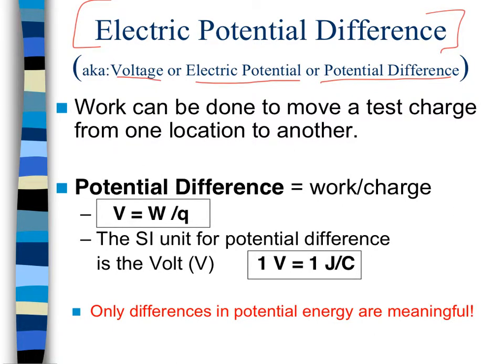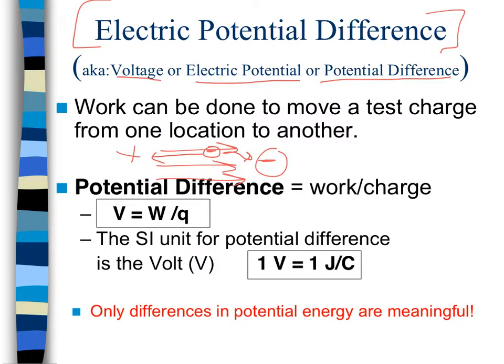But anyways, we know that work can be done in order to move a test charge from one side of the electric field to the other. So here's my electric field, positive and negative side. If I have a negative electron here, I would have to push it to move it towards the negative side, or it would naturally flow to the positive side.